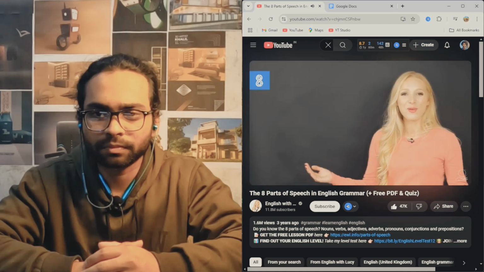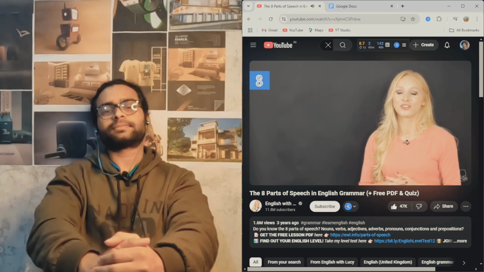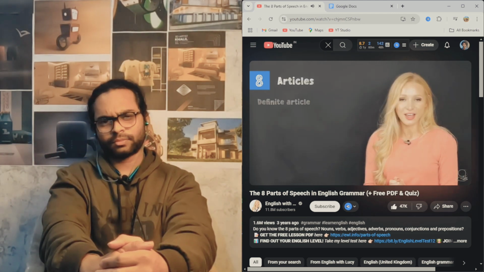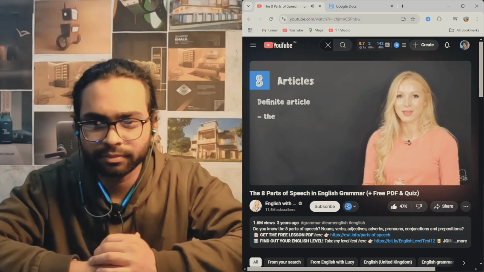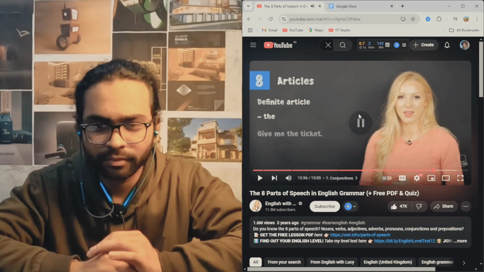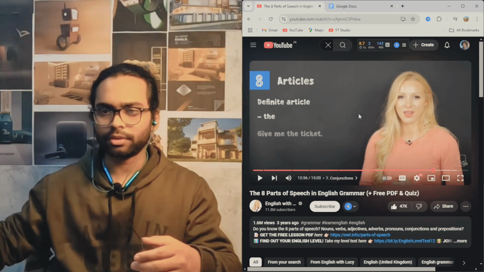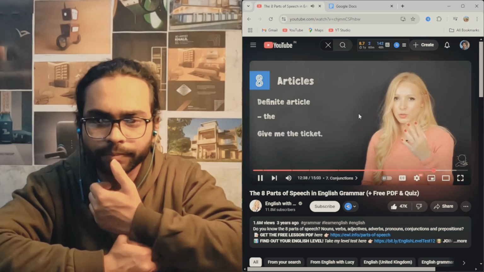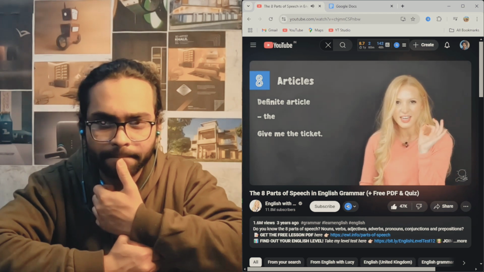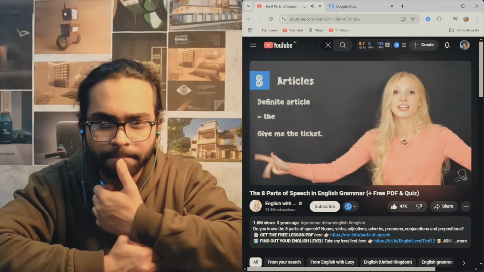Finally, we have number 8, the 8th part of speech, the articles. Very important part of speech. The definite article is the word the. It limits the meaning of a noun to one particular thing. Give me the ticket. I am talking about a specific ticket that both of us know about. The ticket, not a ticket, not another ticket.